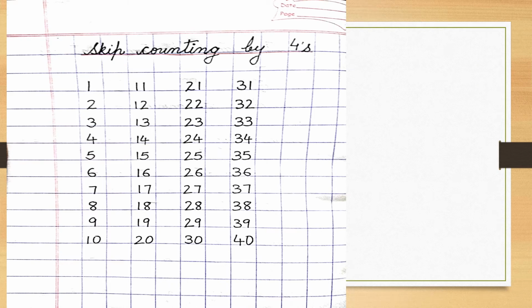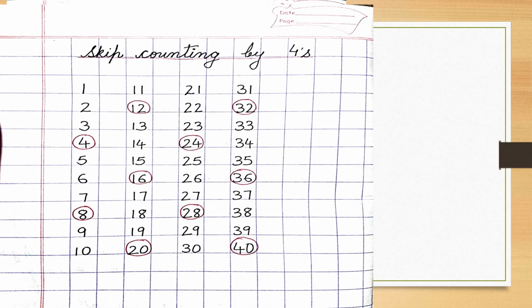Now let's learn how to write the times table of 4. To write the times table of 4, we first write the numbers from 1 to 40 and we will write it in 4 columns from 1 to 10, 11 to 20, 21 to 30 and 31 to 40. Then what we will do? We will do skip counting starting from 4.